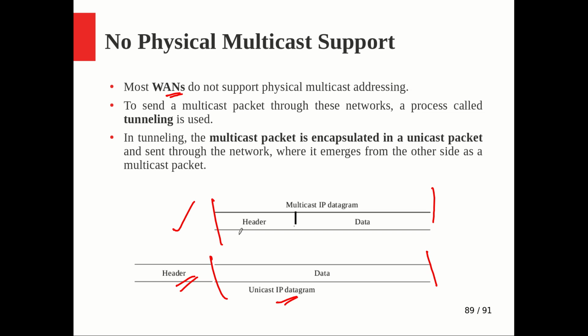For an IGMP packet, if you want to communicate in a wide area network, it is not possible to have such support, so they do not provide it. At that time, it will be encapsulated inside a unicast IP datagram and communicated as it is, by the process of tunneling.